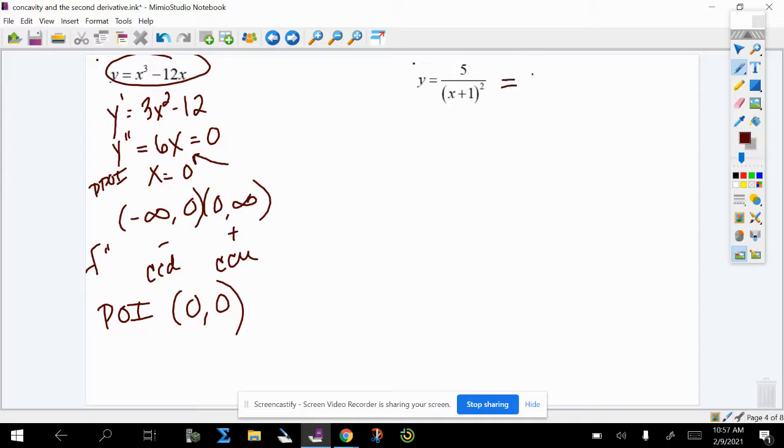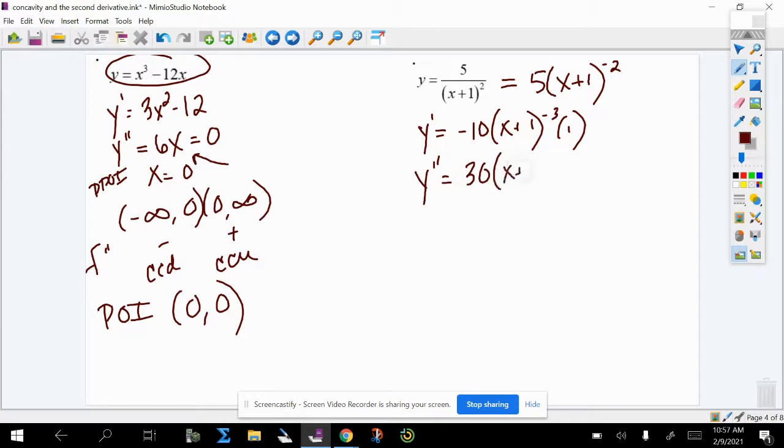Last one, I do want to rewrite this. Most of your derivatives are very easy, but if you have something that you need to use, like this one's a chain rule, you want to rewrite it to make it easier on yourself. So my first derivative, power out front, power 1 less. Derivative of what's inside is just 1. And then my second derivative, I'm going to do it again. Power out front is going to give me a positive 30. Power 1 less is going to be negative 4. And again, the derivative of what's inside is 1. So my second derivative ends up being 30 over x plus 1 to the fourth.